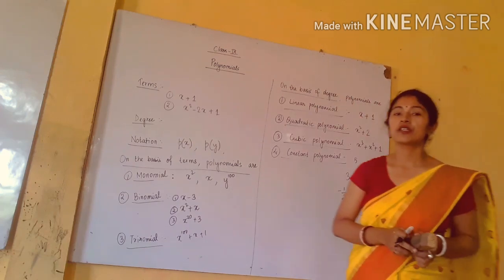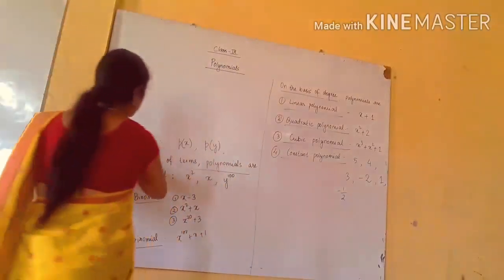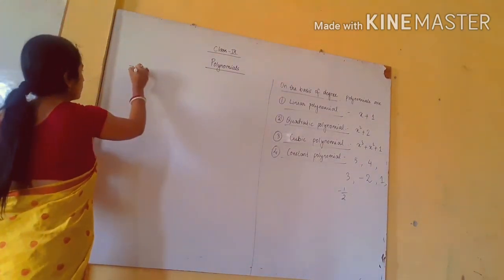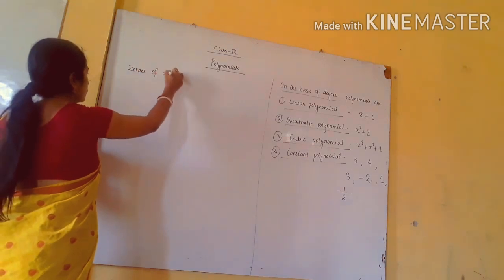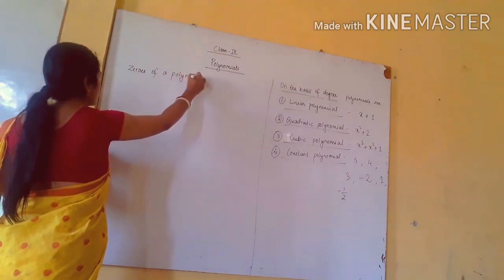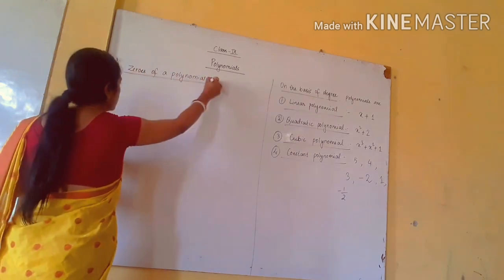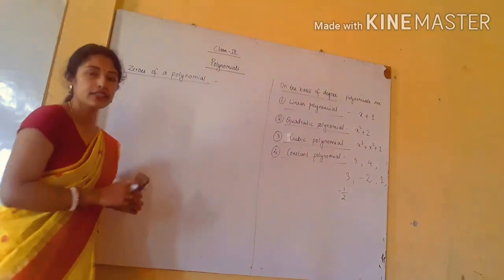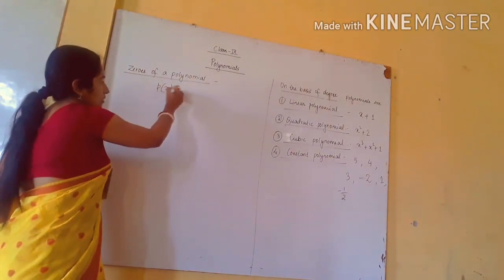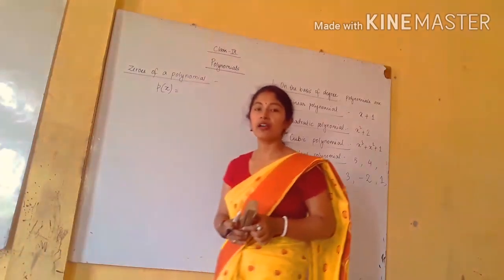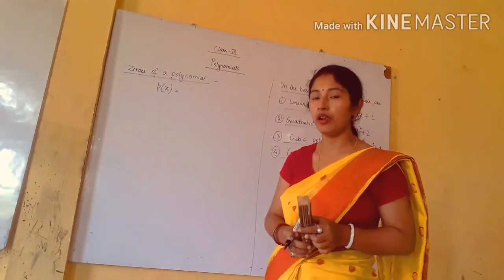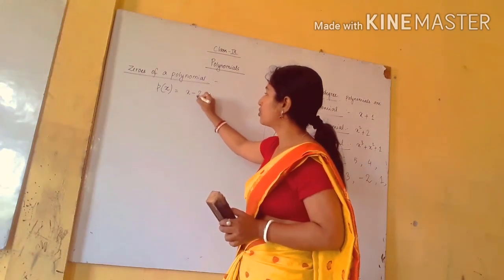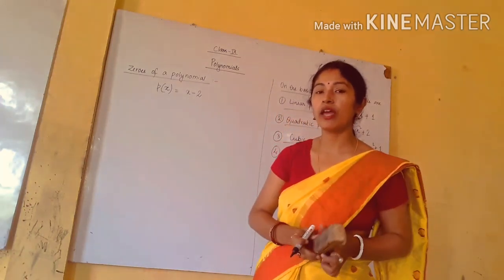My next topic is zeros of a polynomial. So a polynomial can be denoted as p of x, or you can say p of y or p of z. You can use any variable. So p of x is equal to, suppose, x minus 2. I have taken one example. p of x is equal to x minus 2.